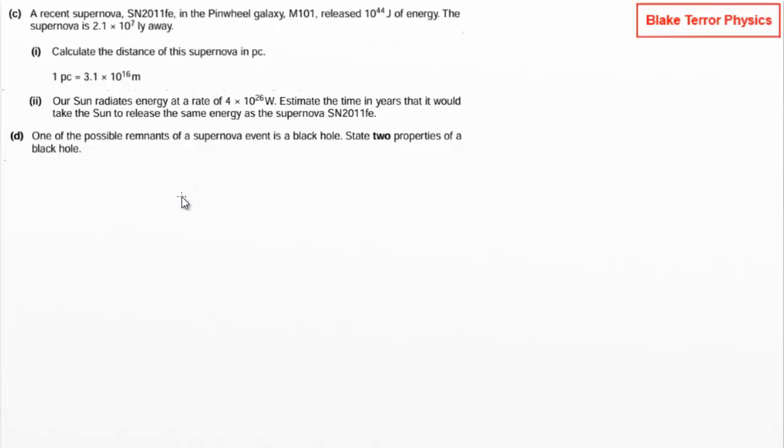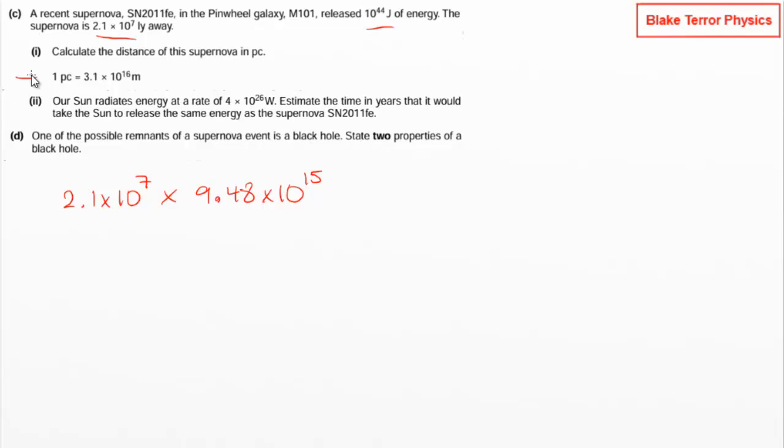Next bit of the question. Recent supernova, SN 2011 FE, in the Pinwheel galaxy M101, released 10 to the 44 joules of energy, so a lot of energy. Supernova 2.1 times 10 to the 7 light years away. Calculate the distance of this supernova in parsecs. So if it's 2.1 times 10 to the 7 light years, then we need to multiply by the meters in a light year that we worked out, the 9.48, which is still on my calculator, times 10 to the 15. So that gives us the distance in meters.